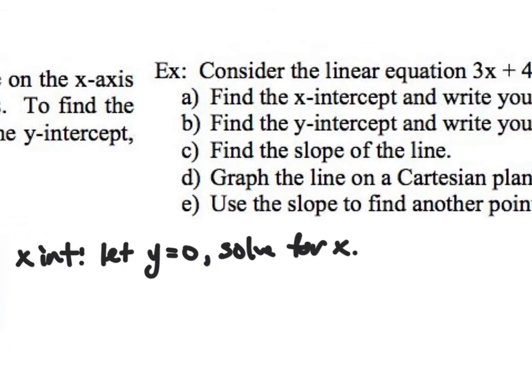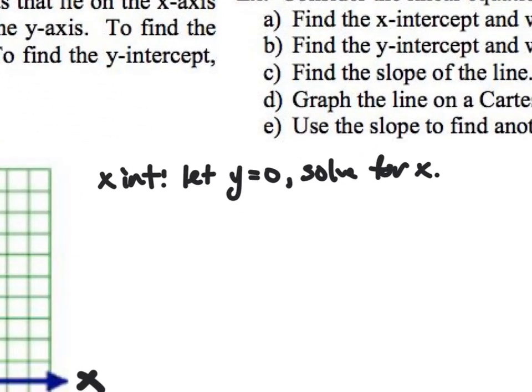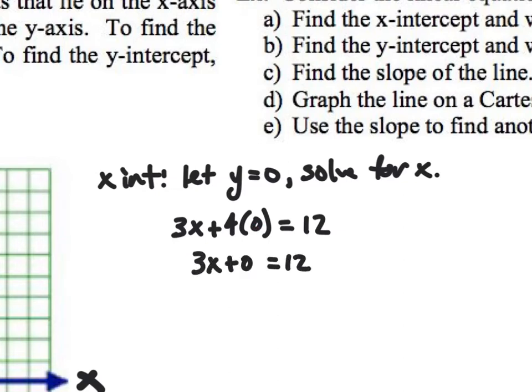If I've got the equation 3x plus 4y, let's let y equal 0. So 3x plus 4 times 0, and that's equal to 12. If I take 4 times 0, that's just going to give me 0. So as a result, we get 3x plus 0, and that's equal to 12. If I take 0 and add it to 3x, nothing happens. I'm just going to get 3x, and that's equal to 12. If I divide by 3 on both sides, I'm going to get that x is equal to 4.